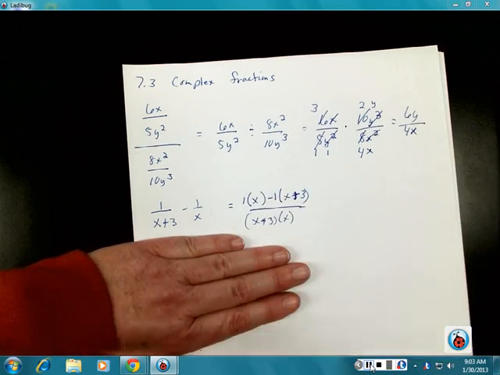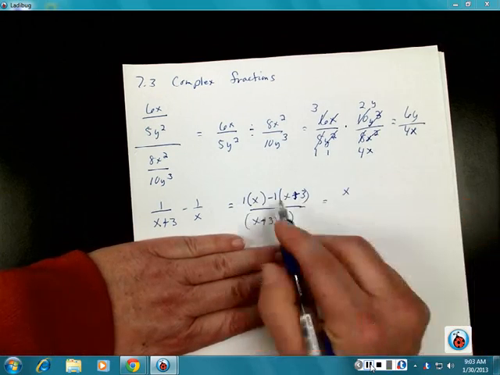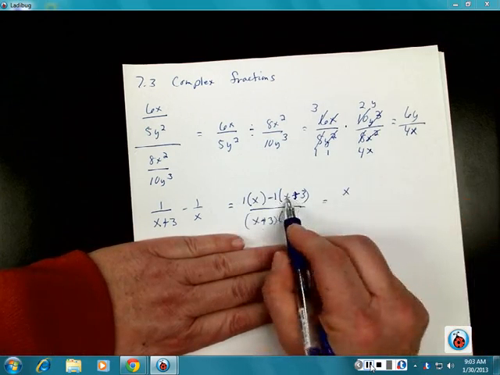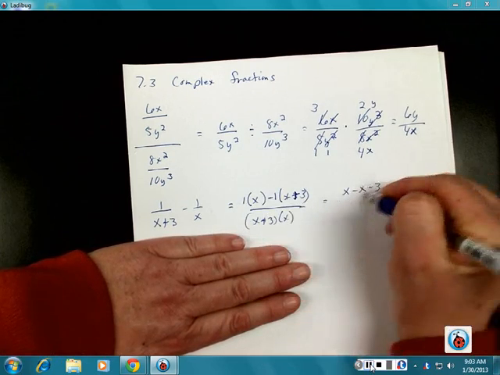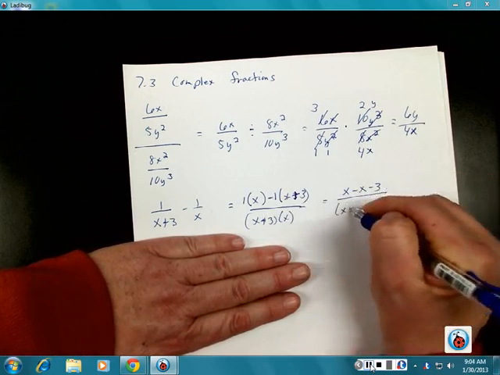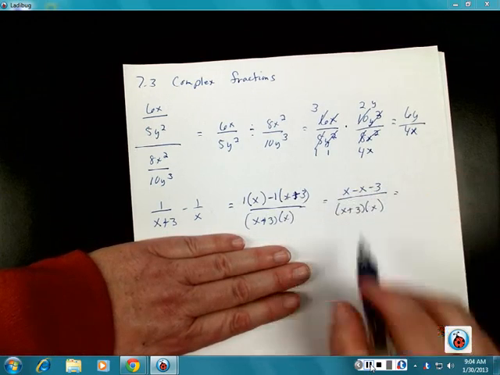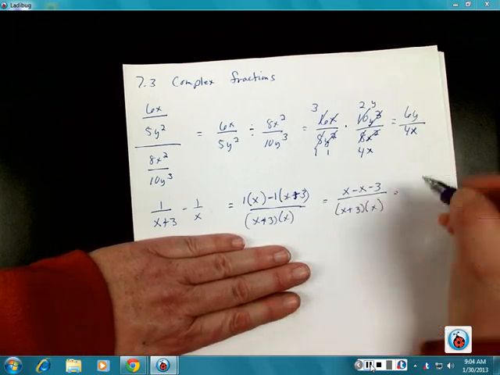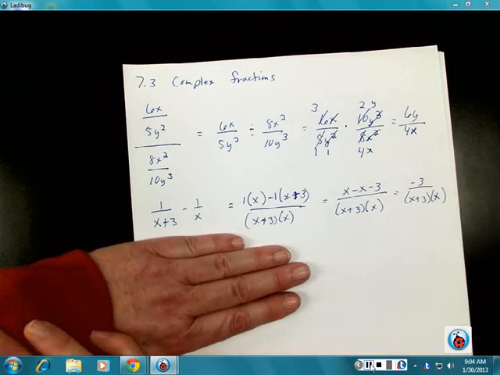So now I need to just finish what my top is. 1 times x is x. Negative 1, because it's a subtraction, negative 1 times x is a negative x. Negative 1 times a positive 3 is a negative 3. And that all happens to be over x plus 3 times x. So what's my numerator? X's cancel. Leaves me with negative 3 all over x plus 3 times x. Are we all right with that one?